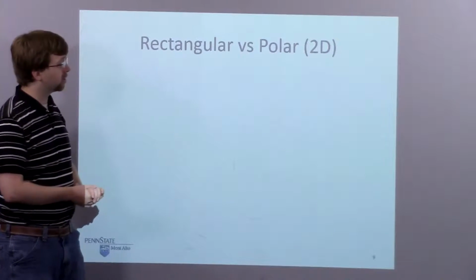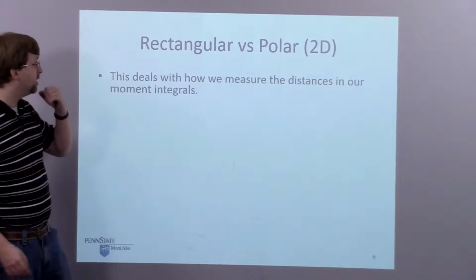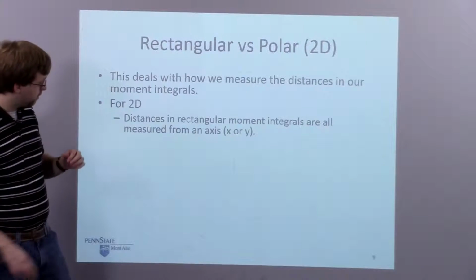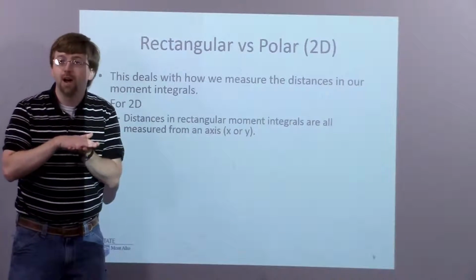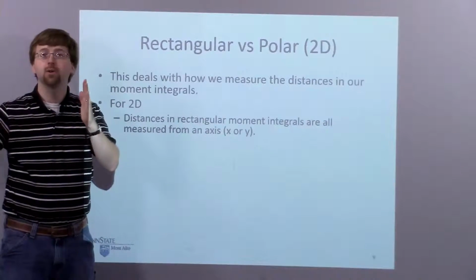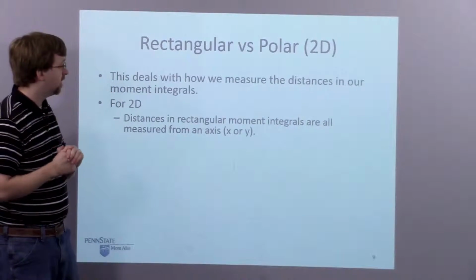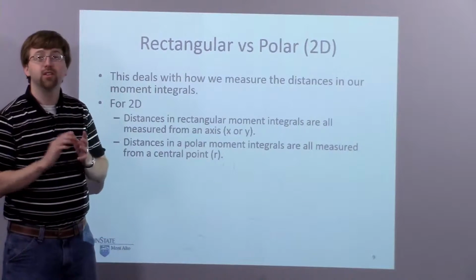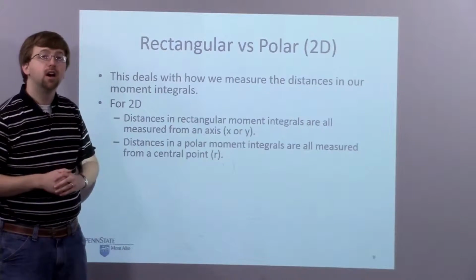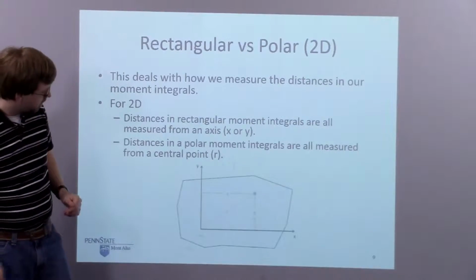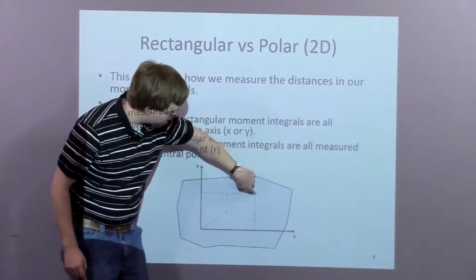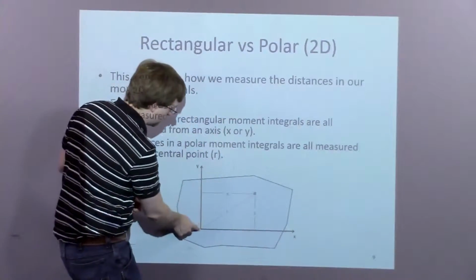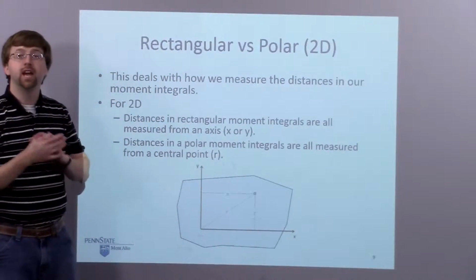So, rectangular versus polar, first dealing with this in 2D. It deals with how we measure our distances in our moment integrals. If we're measuring distances from an axis, so how far up am I from the x-axis, how far left or right am I from the y-axis, that's going to be a rectangular moment integral. If I'm measuring from a set point, say I'm measuring all of my distances from the origin, that one's going to be a polar moment integral. So I've got some point out here. If I'm measuring up from the x-axis or out from the y-axis, again rectangular. If I'm measuring out from the origin point, that would be a polar moment integral.